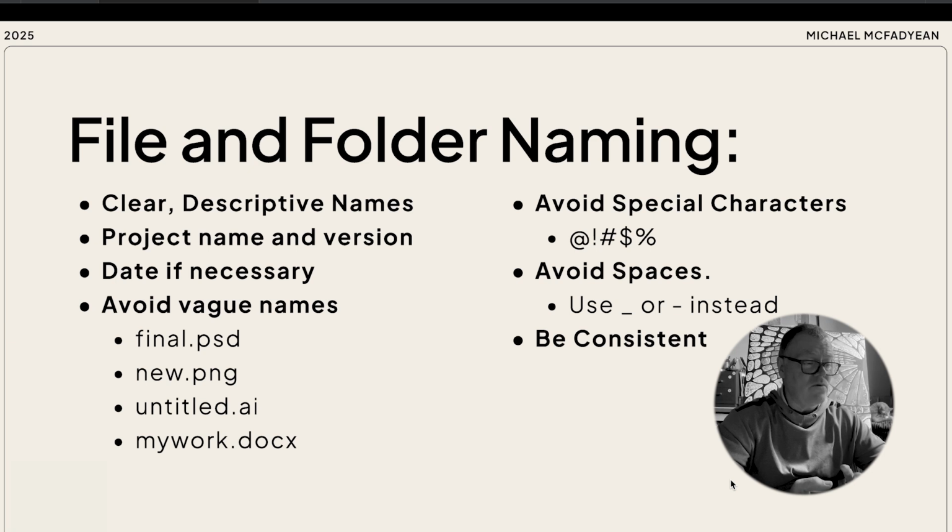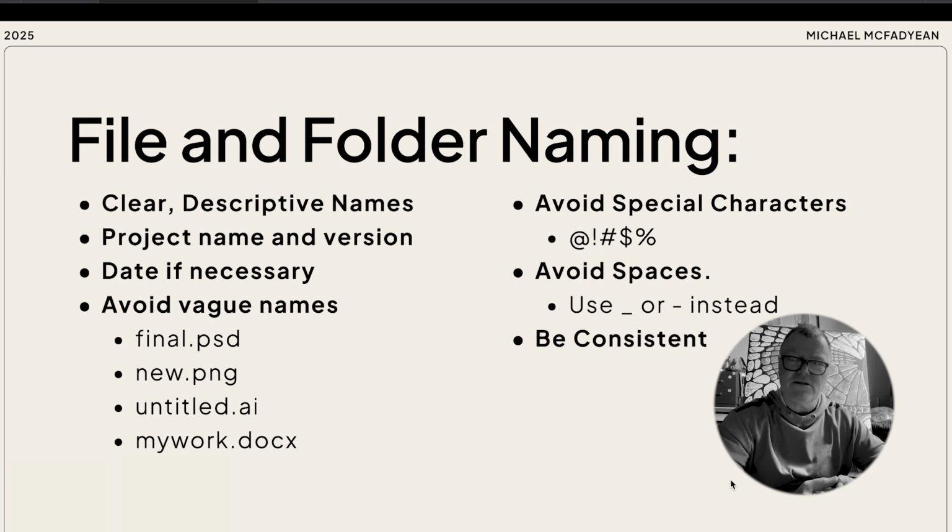And then also avoid vague names. Things like final and new and untitled and my work. Those are meaningless. Avoid special characters. In fact, your operating system will prevent you from using special characters in file and folder names. Things like $ signs, @ signs, hashtags, percentage signs, exclamation marks, forward slashes, things like that.